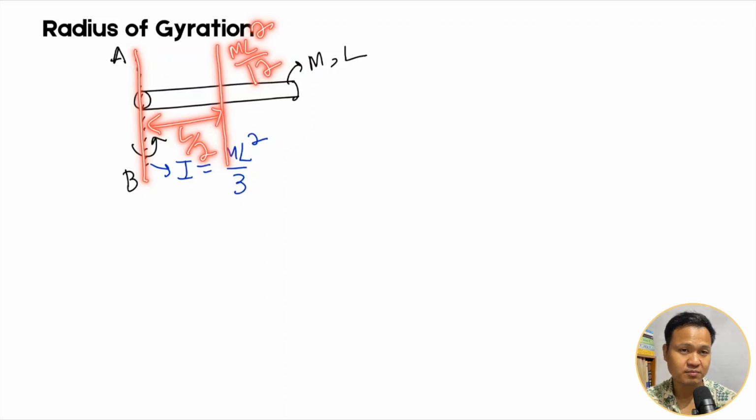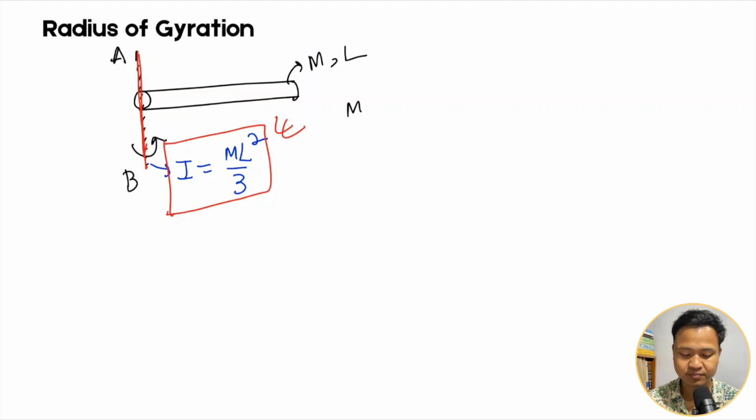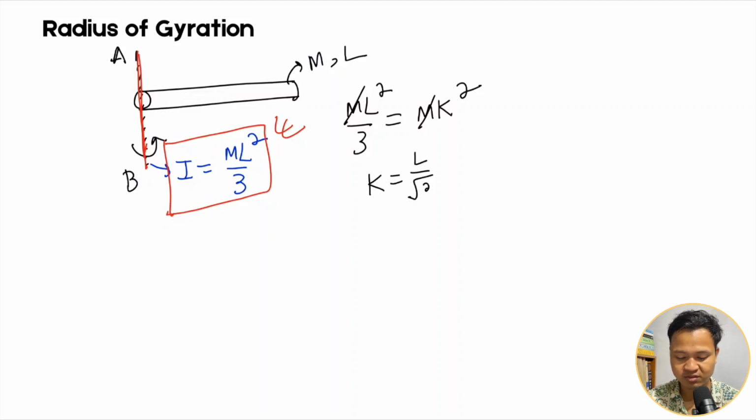So you apply I_COM plus m d square, right? Okay, directly we have the moment of inertia of a rod about the end point. So this is m L square divided by 3. Equate this to m k square. So m L square by 3 is equal to m k square, so m gets cancelled out. So what is k? Take square root on both sides, so k will be equal to L divided by root 3. So this is your radius of gyration.